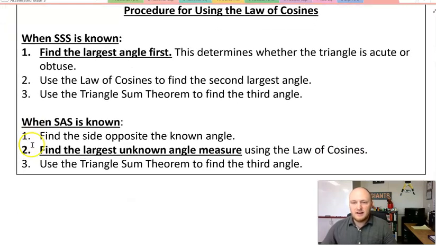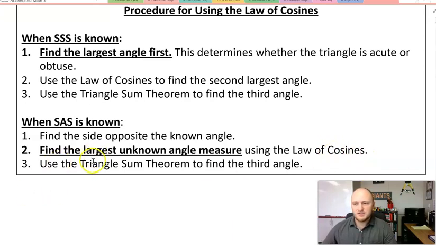What if you have side, angle, side? Well, when side, angle, side is known, you're going to go ahead and find the side opposite the known angle. And then you're going to go ahead and find the largest unknown angle measure using the law of cosines.